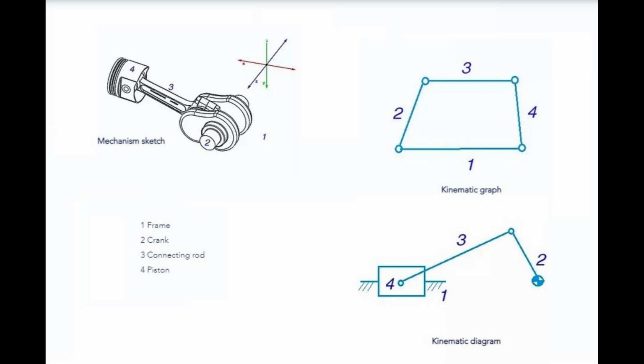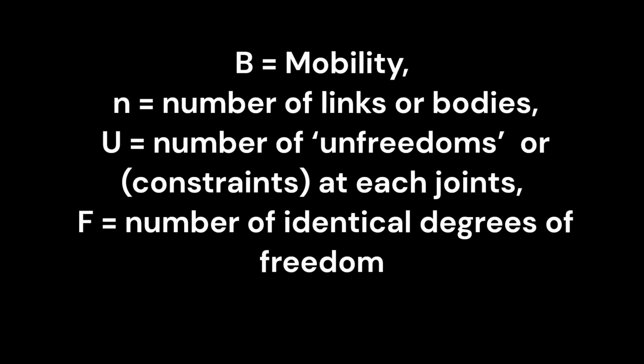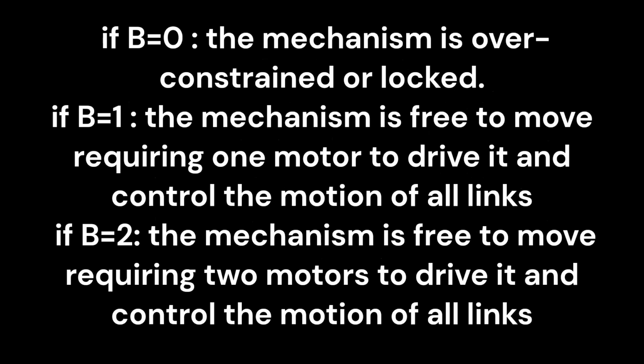To calculate mobility of this mechanism, we will use 2D version of the Kutzbach equation. The Kutzbach criterion calculates a mechanism's unlocked degrees of freedom, where B equals mobility, N equals number of links or bodies, U equals number of unfreedoms or constraints at each joints. F equals number of identical degrees of freedom. A popular description for B is number of motors required to control mechanism.